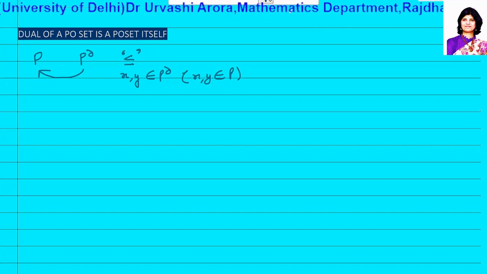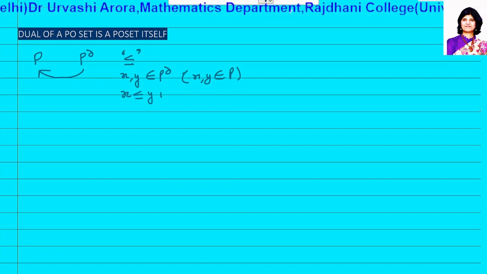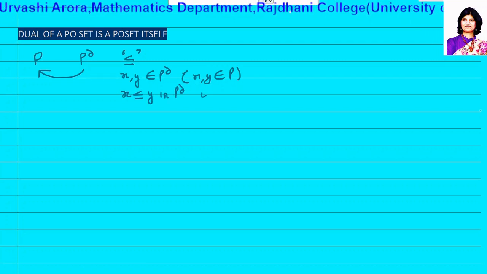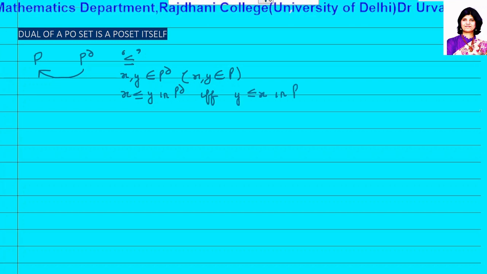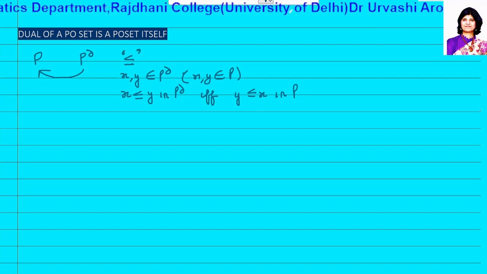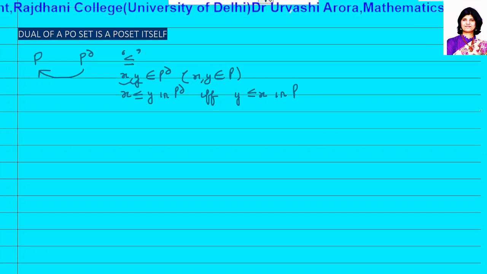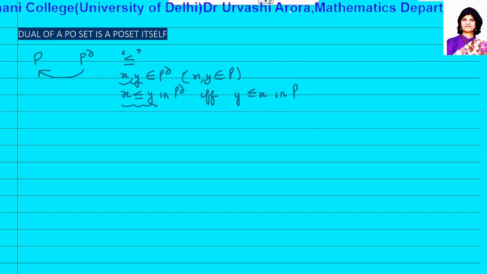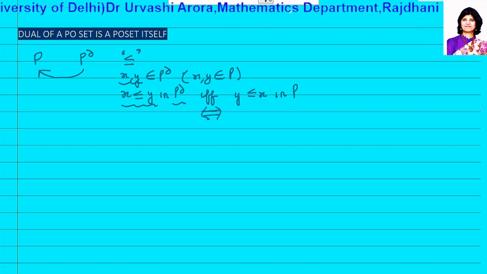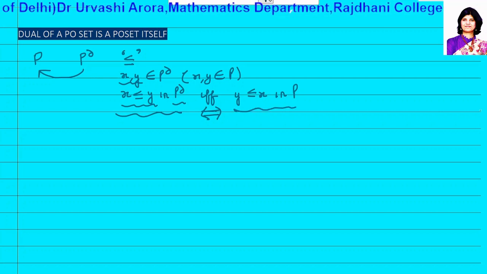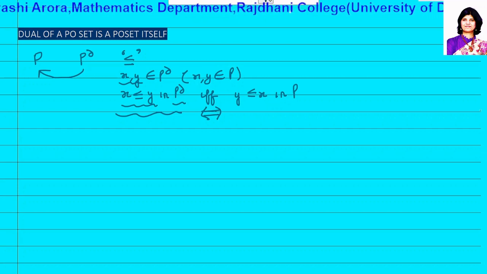So if x and y are elements belonging to P dual, then we say that x is related to y in P dual if and only if y is related to x in P. So this is how we define less than equal to in P dual, that for any two elements x and y belonging to P dual, we say that x is related to y in P dual if and only if, which means that this expression implies this expression and it is also implied by this expression. So if and only if means implies and is implied by.